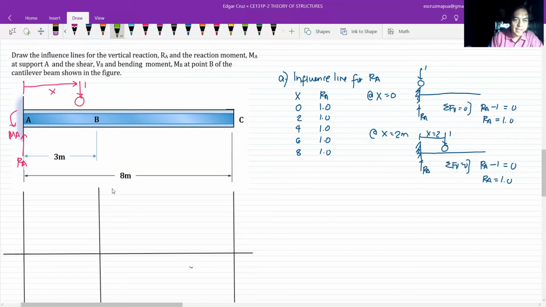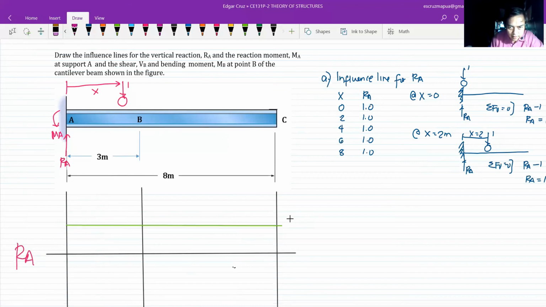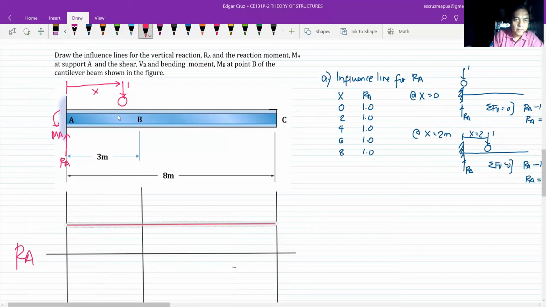So, if we're going to plot the influence line for RA, there you have it. The influence line at X equals 0 is 1. So let's say here. Actually it's constant, constant at 1. So this point is 1.0. At X equals 2, maybe here, also 1. Then here 4, here 6, here 8. And all of them, the reaction at A would be equal to 1.